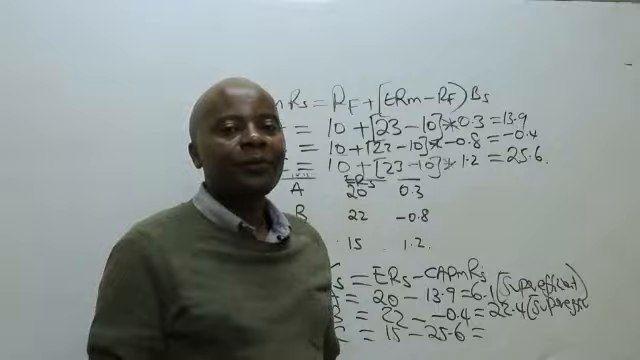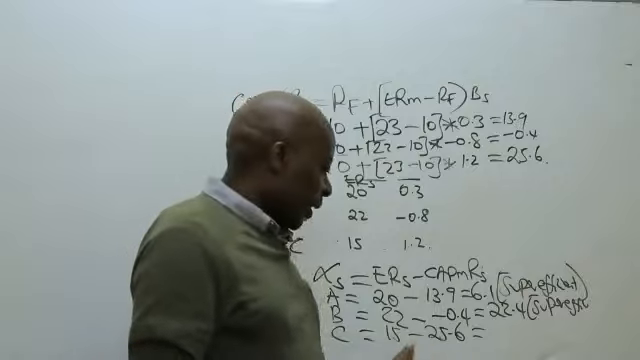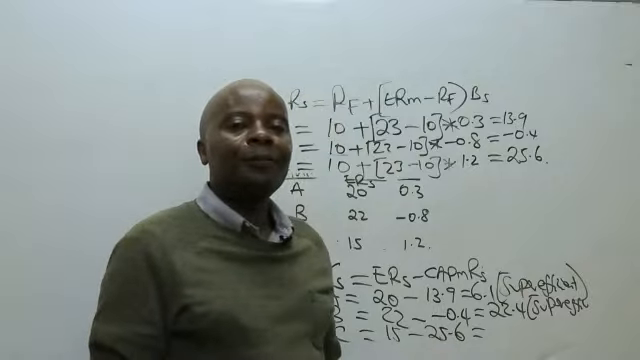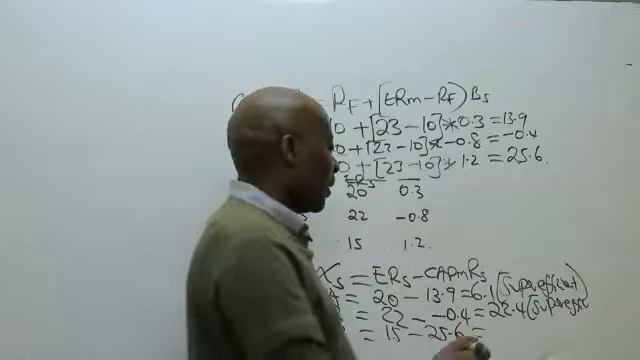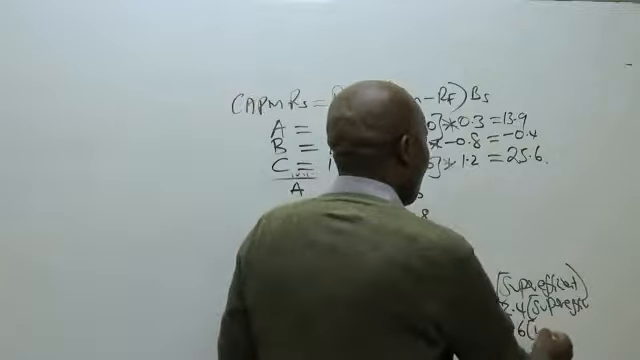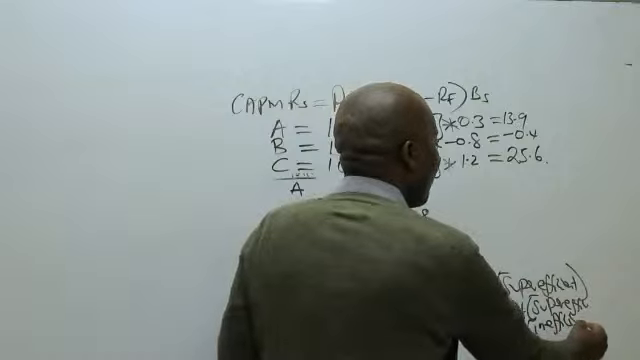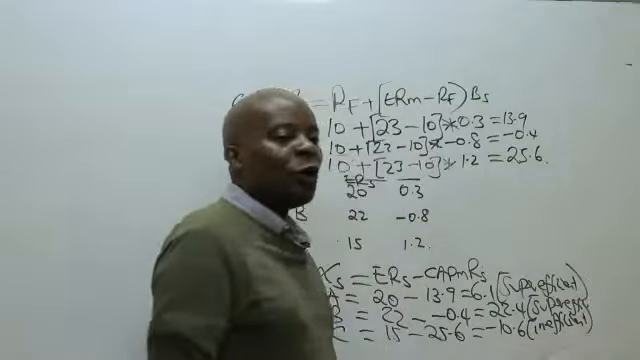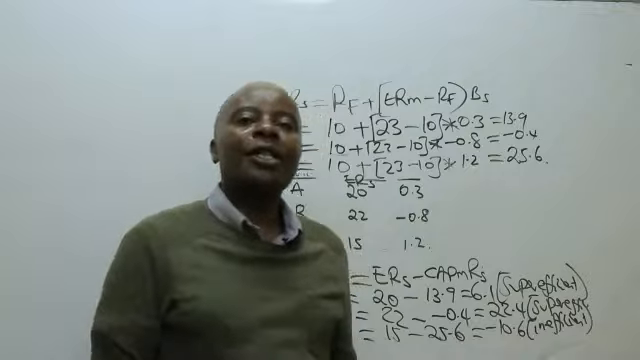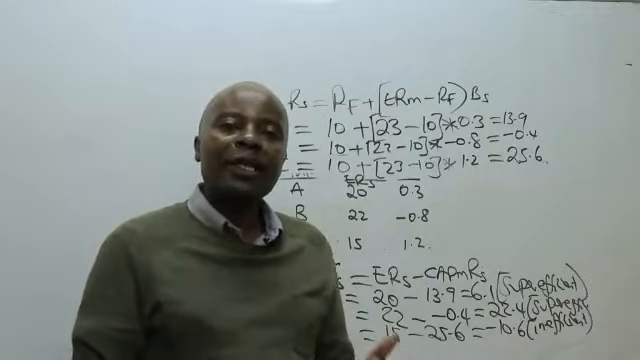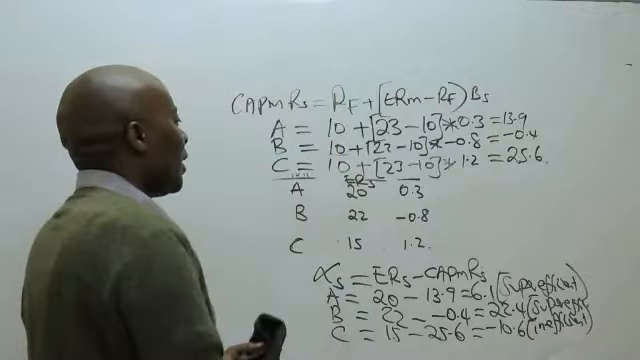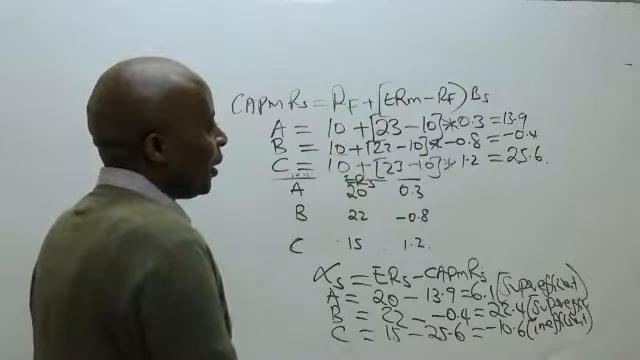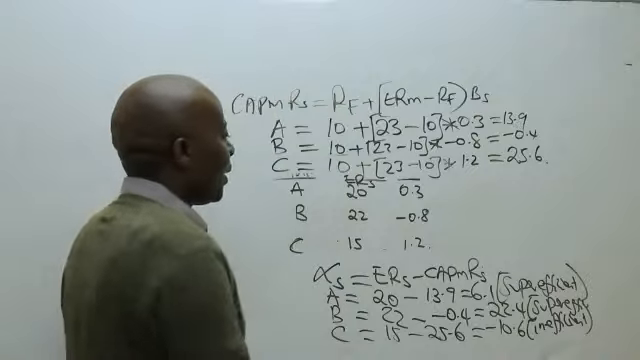15 minus 25.6 will give us what figure? Negative 10.6, which means that this is an inefficient security, because it is a loss-making security.